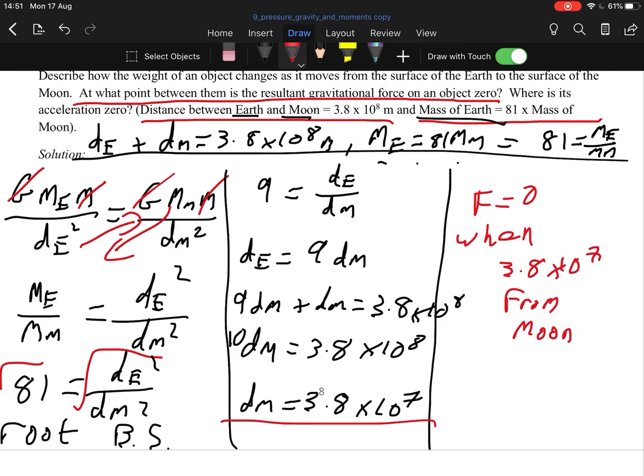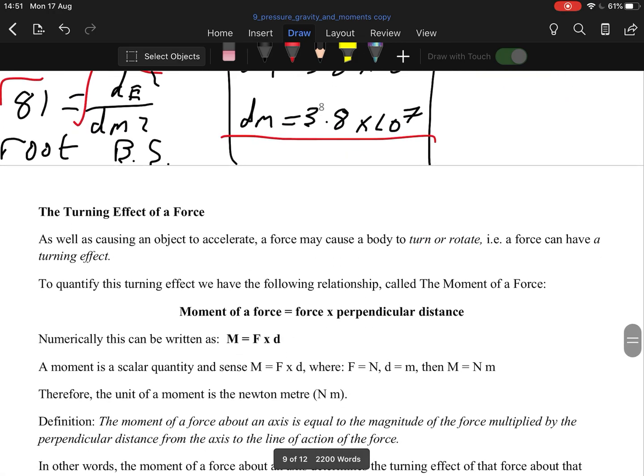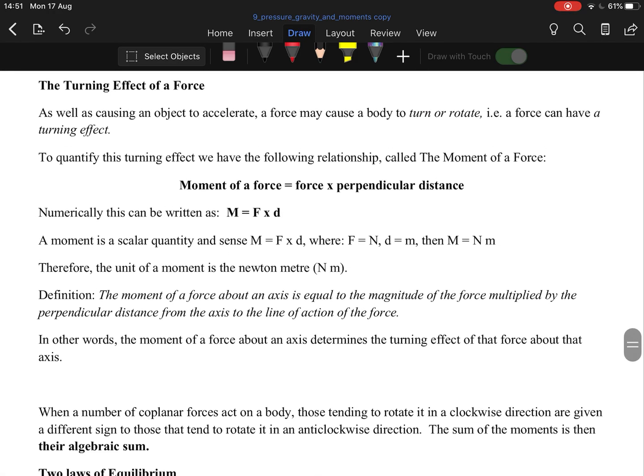All right, let me see. Okay, so this is going to go over the 20 minutes as well. It'll probably run into close to half an hour, but I'm actually going to just keep going because it wouldn't be enough to make another video. All right, so we're on now to the last thing, turning effects of a force.